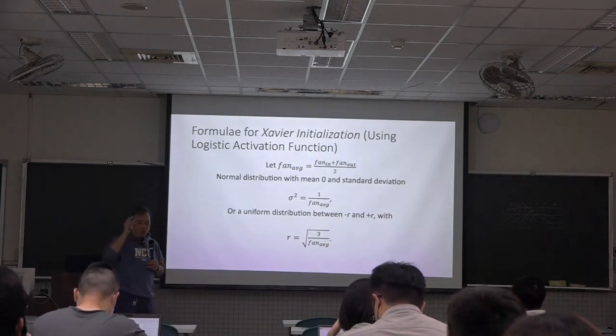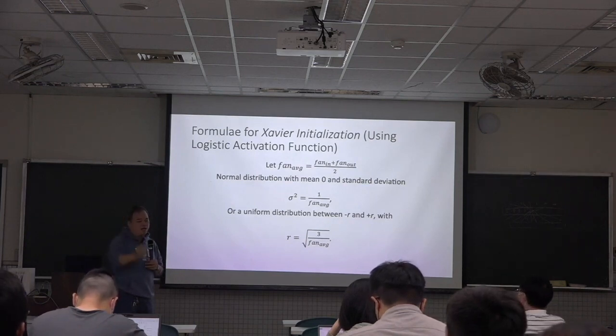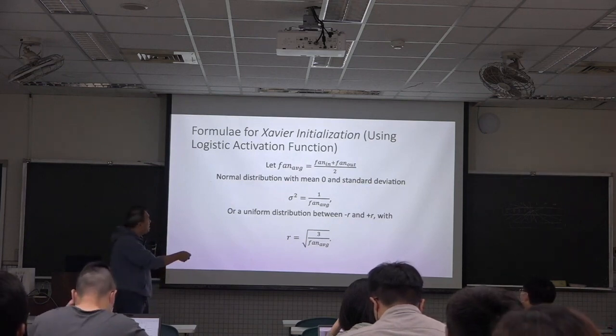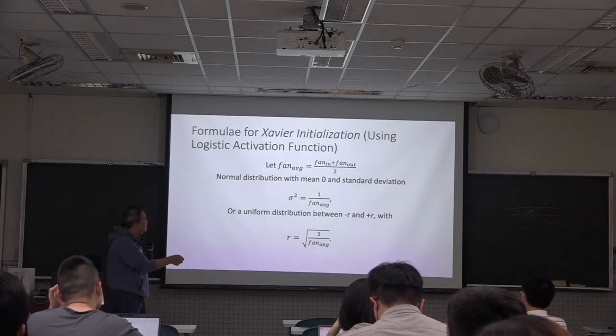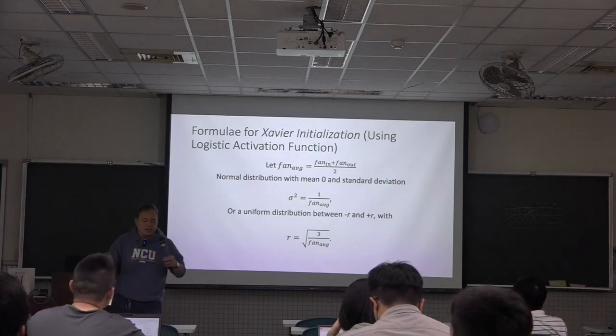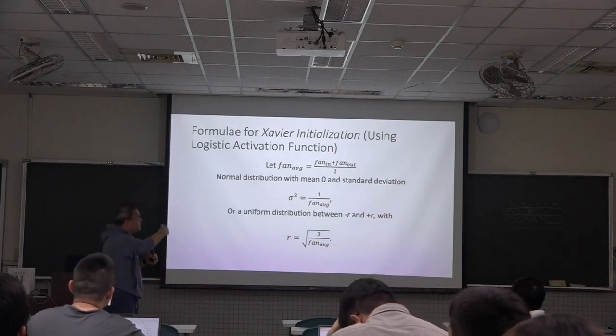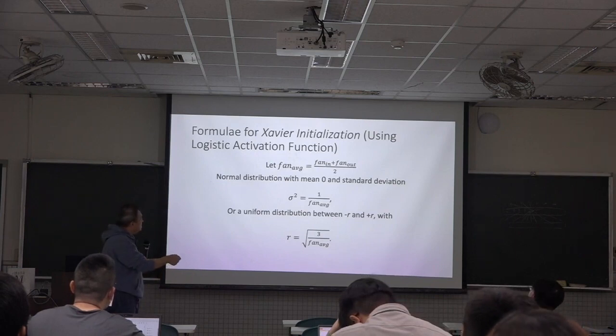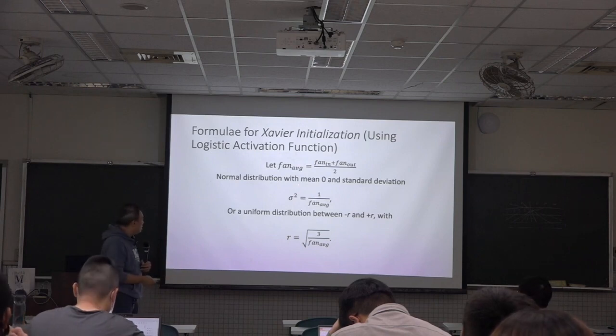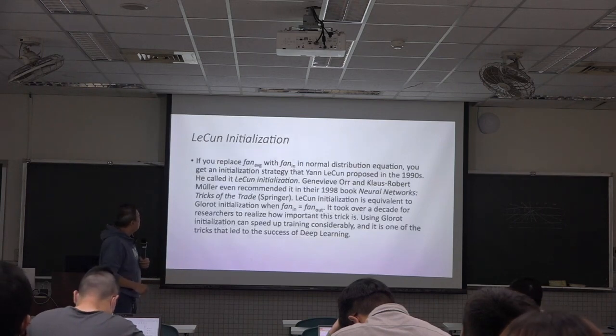Because as I said, if you want it to be gone completely, your fan-in and fan-out values have to be exactly the same. But when we design a neural network, a lot of the time we have a different number of neurons between layers. So it is not very common for fan-in and fan-out to have the same value anyway.